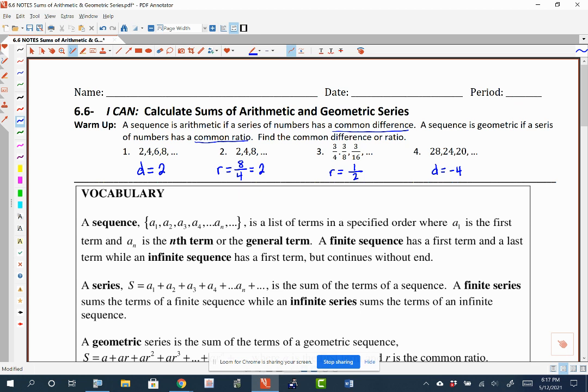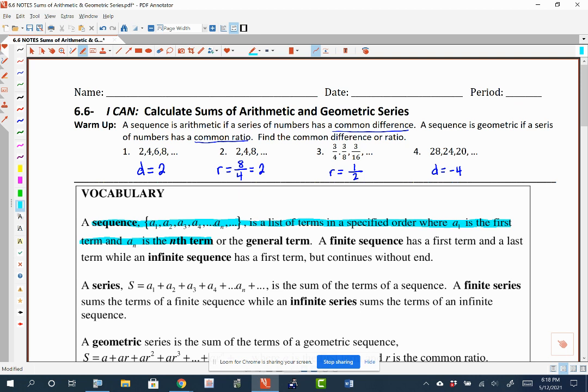Let's look below this warm-up and learn and review a little bit more. First of all, we're going to highlight a few things in this vocabulary box, first of which is a sequence. Remember, a sequence, we would name something like a sub 1, a sub 2, and those sub numbers refer to the index where they are in the sequence. So a sequence is a list of terms in a specified order where a sub 1 is the first term and a sub n is the nth term or the general term.